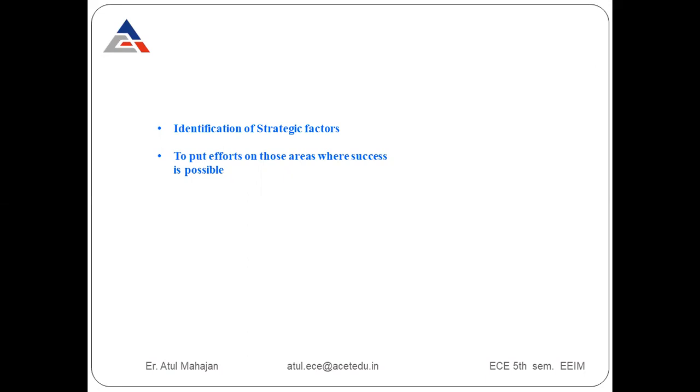So the main effort of the tutor is on those 30 to 70% of students who are actually in a mood to clear it at any cost. We put the least effort on those areas and get good results out of it. So identification of strategic factors means putting the effort on those areas where success is possible. Success is only possible when we put our efforts in the right direction.